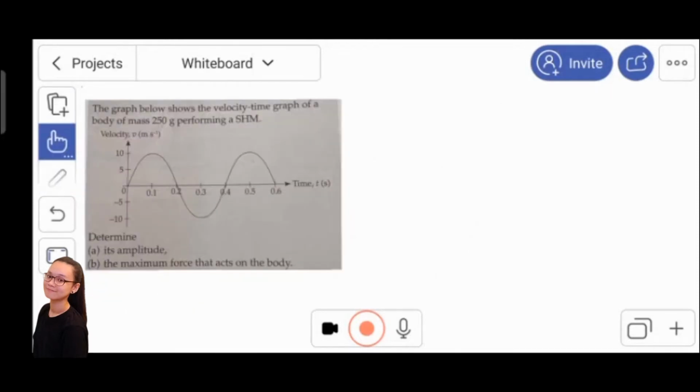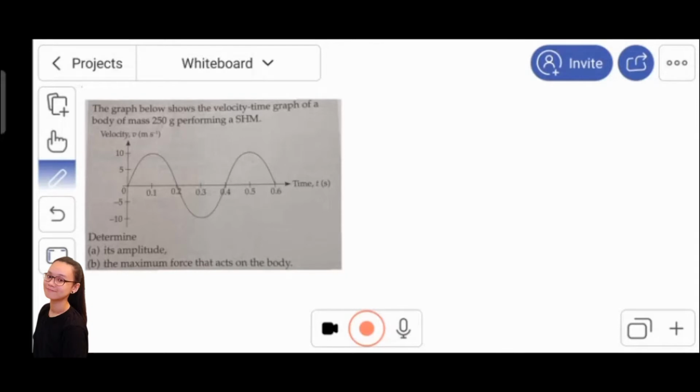Let me do some example questions. The graph below shows the velocity time graph of a body of mass 250 grams performing a simple harmonic motion. Determine its amplitude and the maximum force that acts on the body. So let's start with the amplitude.